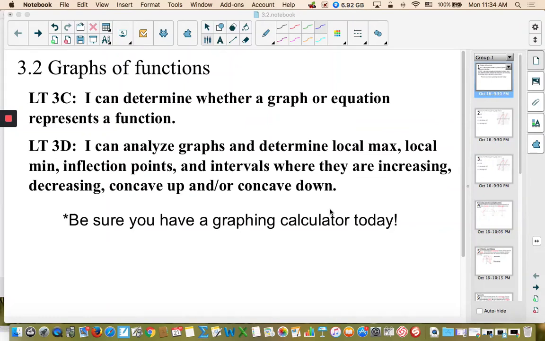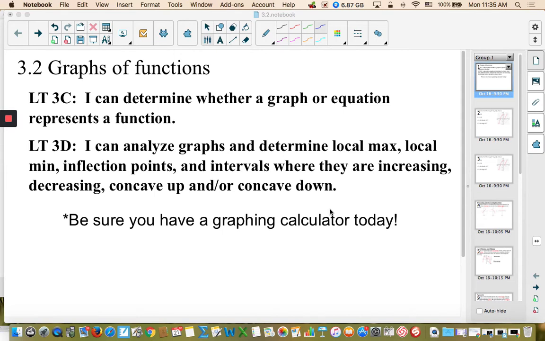This lesson is lesson 3.2. In your notes packet, it would be lesson number 3. It is about the graphs of functions. So in lesson 3.1, you looked at different kinds of graphs. You graphed some different things. You talked about domains and ranges, and you wrote things in interval notation.